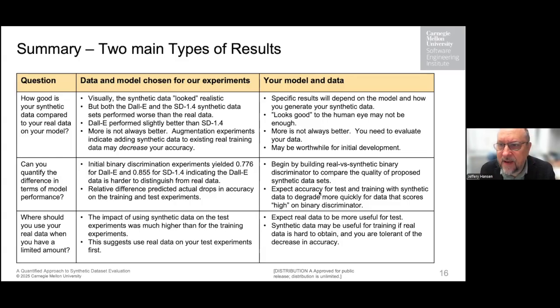So to summarize, going back to the three questions I started with: how good is your synthetic data compared to your model? Even though, in the pictures I showed you, the synthetic data looks good from a human eyeball perspective, when we actually measure the performance, both the Dolly data and the synthetic data perform significantly worse than the real data. But our binary classification test at the beginning predicted that Dolly was going to do slightly better than Stable Diffusion, and it actually did do better.